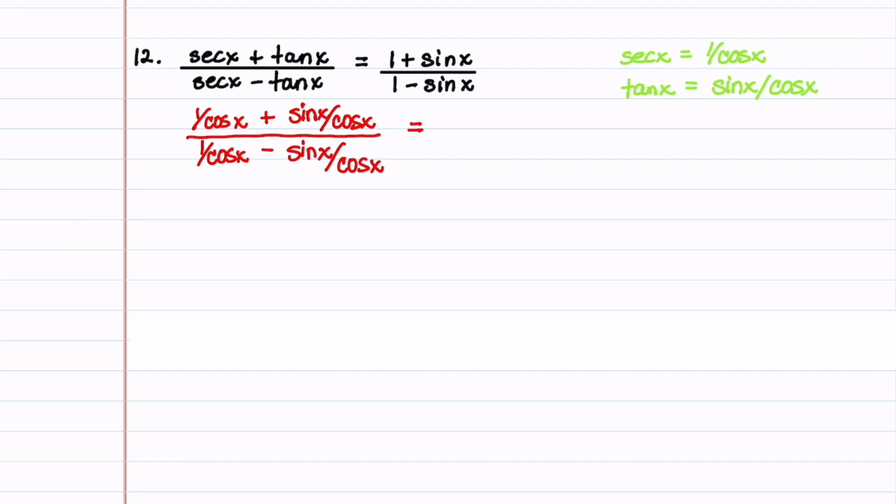Let's notice on the left-hand side that each term is divided by cosine x. So I'm going to go ahead and get rid of our equal sign here. We can multiply the top by cosine x and the bottom by cosine x. So this gives us 1 plus sine x, all divided by 1 minus sine x. And that's equal to our right-hand side.